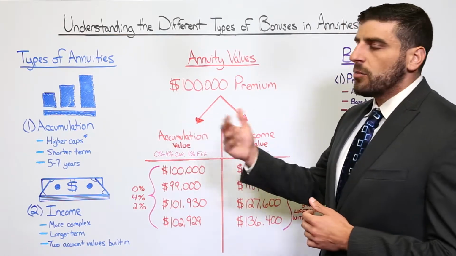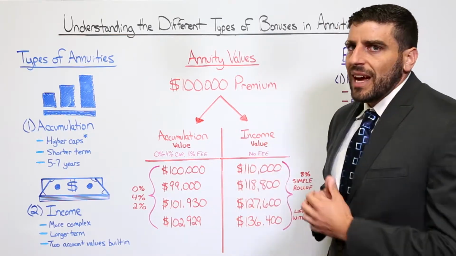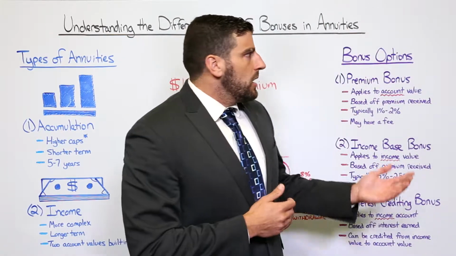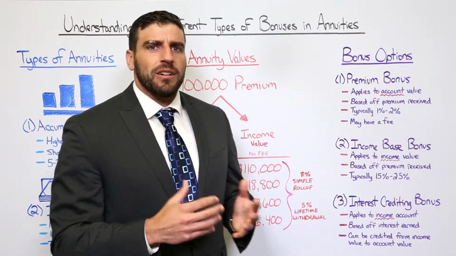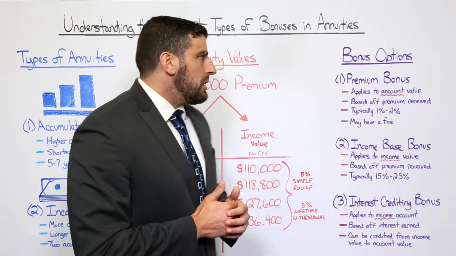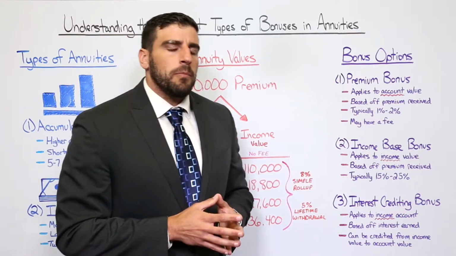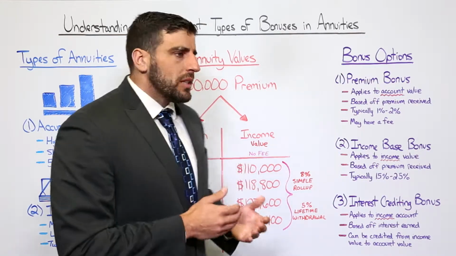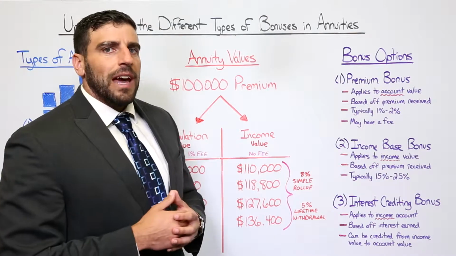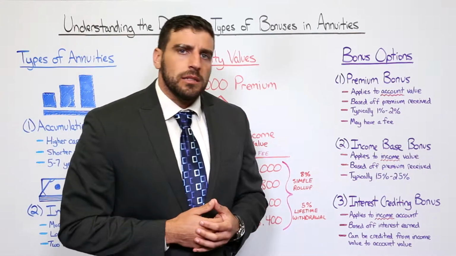So now that we talked a little bit about the different types of annuities and we broke down the different values inside of an income annuity, let's look at the different bonus options in those annuities as well, and how they're going to affect each of those accounts. So when we look at a premium bonus, the premium bonus can affect either an accumulation or an income annuity, but it's always going to affect the accumulation value. So it's going to affect that cash value inside of the annuity that you have access to.